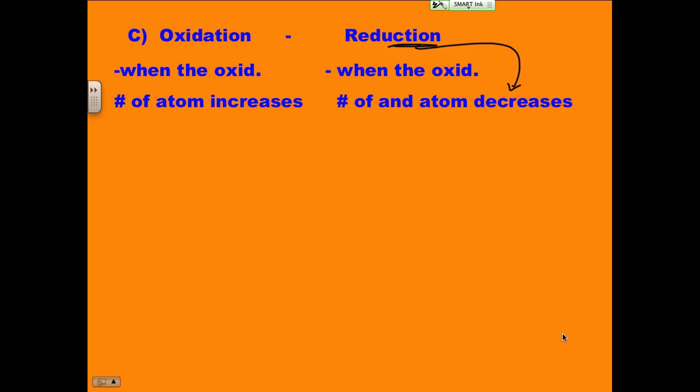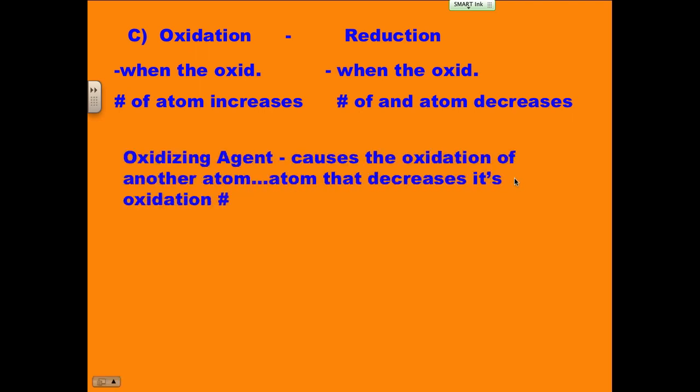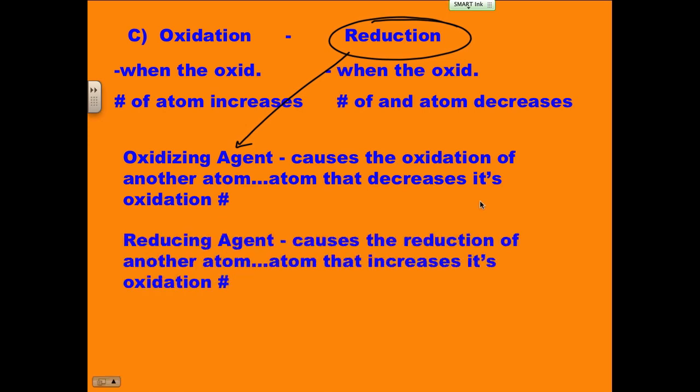Okay? Now when something goes through oxidation reduction, we also have what's called the oxidizing agent. The oxidizing agent is the one that causes the oxidation of another atom. So the atom that decreases its oxidation number, in other words the one that is reduced, is the oxidizing agent. And the reducing agent is the one that's gone through oxidation.